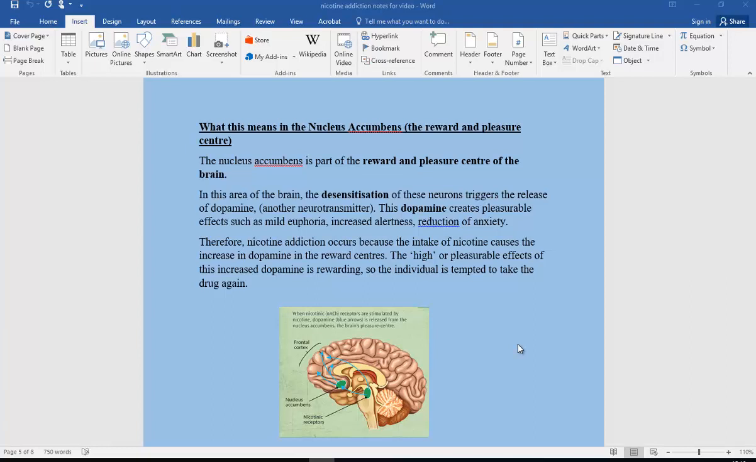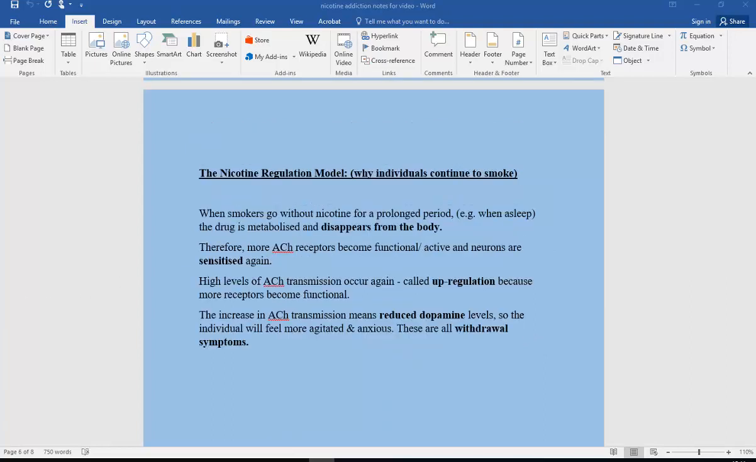Therefore, nicotine addiction occurs because the intake of nicotine, indirectly really, causes the increase of dopamine in our reward centers. And that high or pleasurable effect is very rewarding, very reinforcing for us. So the individual is then tempted to take that drug again to get that same hit. So this ties up with maintenance of the behavior.